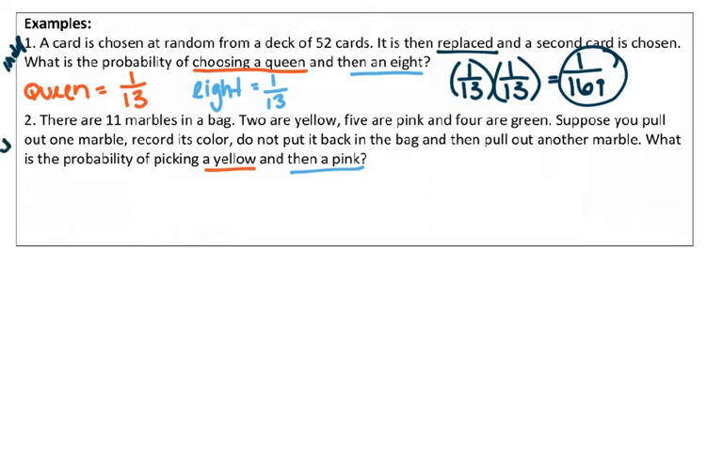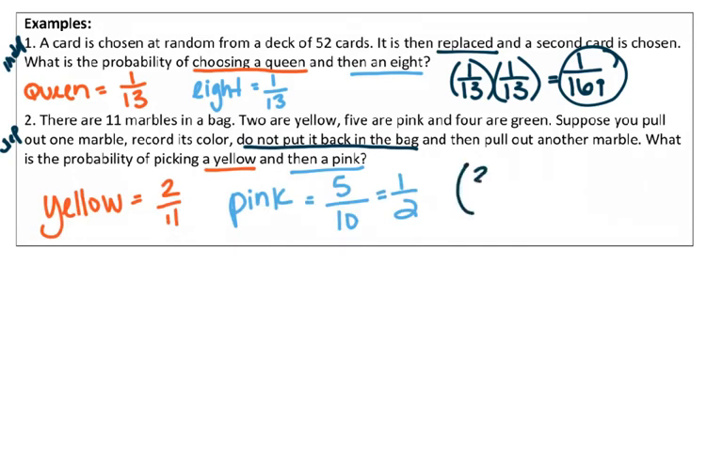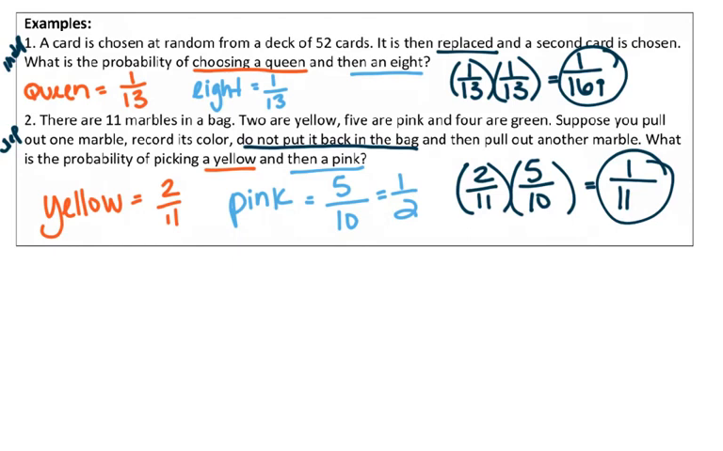The second one is dependent. It's dependent because you do not put it back in the bag. So that's how you know to use multiplication rule 2. The probability of picking a yellow is 2 out of 11. You did not put the marble back into the bag. So now out of 10, you have 5. Or you could reduce that to 1/2. Now when I multiply these 2 together, I get 1 out of 11. So the first example was using multiplication rule 1 because it was independent. The second example was using multiplication rule 2 because it was dependent.